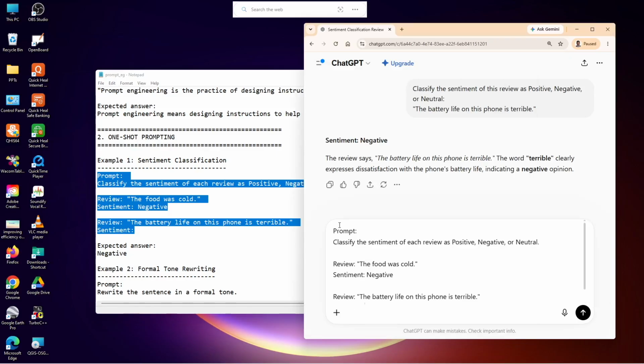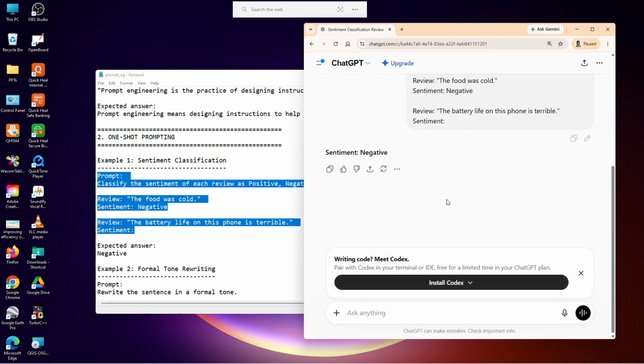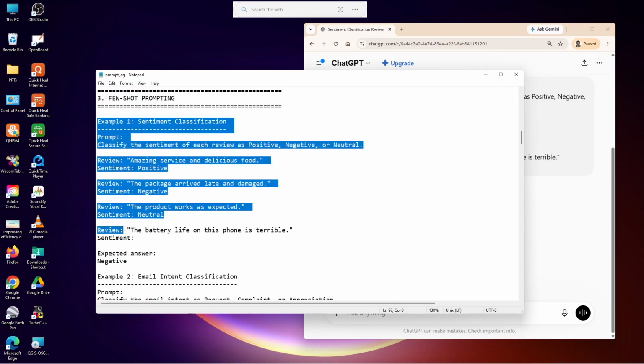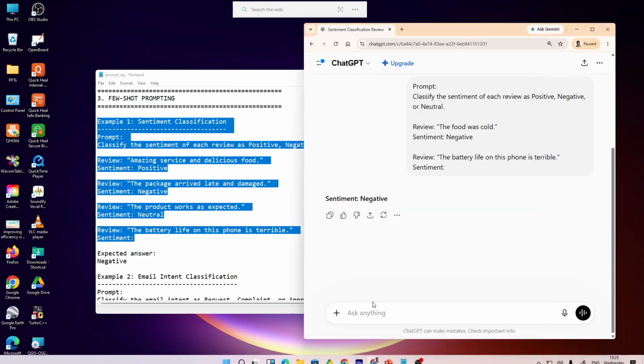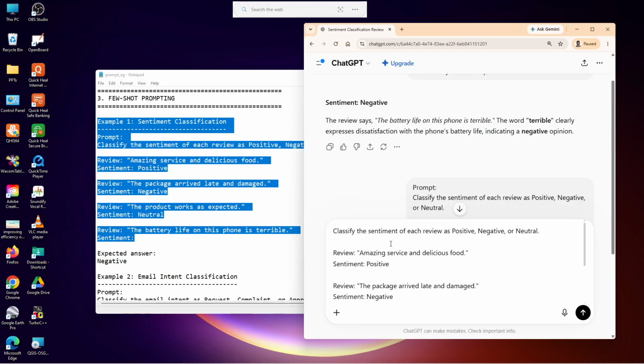If you see, the prompt is: classify the sentiment of each review as positive, negative or neutral. We are giving one example: the food was cold, the sentiment is negative. Now, based on this example, it will give the sentiment. This is another example. For few shot prompting, I am taking one example. Classify, this is the prompt that is being given.